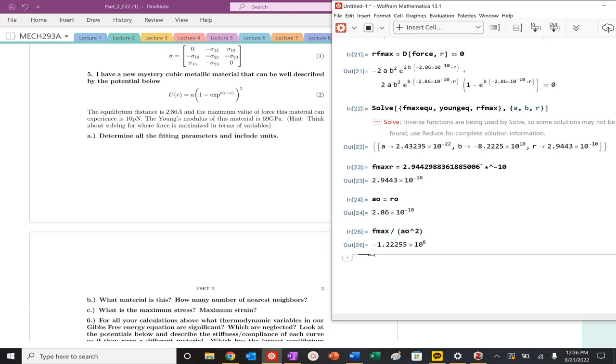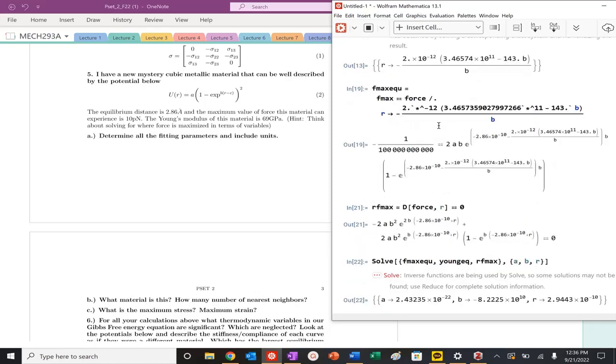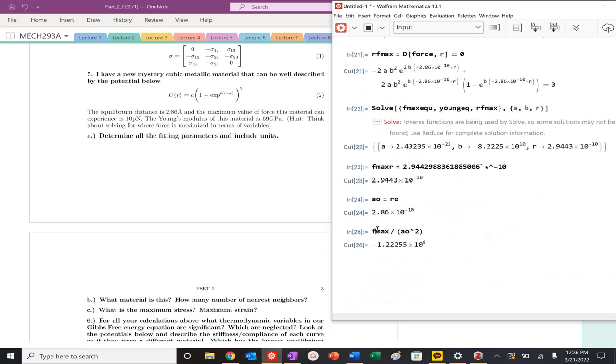Our strain will just be, and again, you know the force here, we had to plug that in there. You could also just take the negative here, so it's kind of inconsequential. You could do the negative just to look at the magnitude, because we know it's going to be in tension. Our maximum strain is going to be our F max R minus R naught, that's our initial distance, divided by R naught. And that's our strain, positive, looking good. That's our maximum strain.